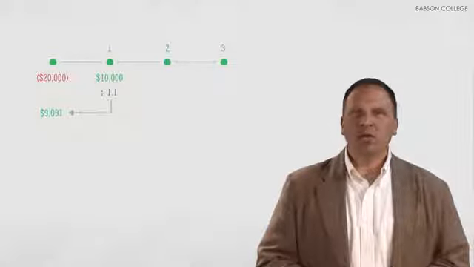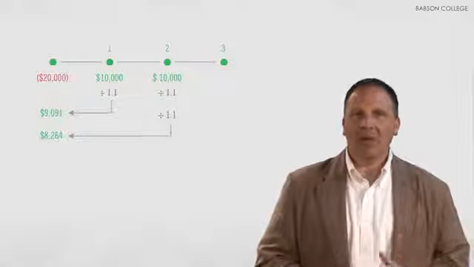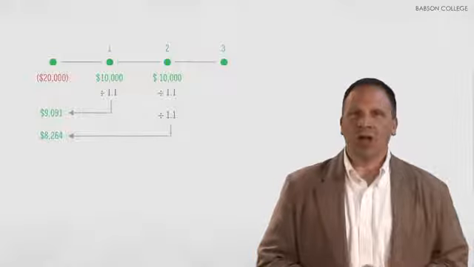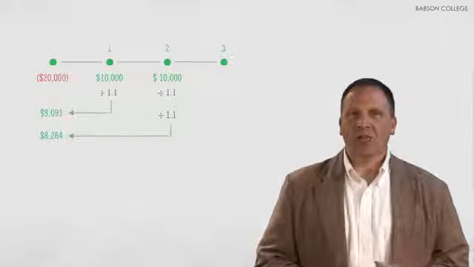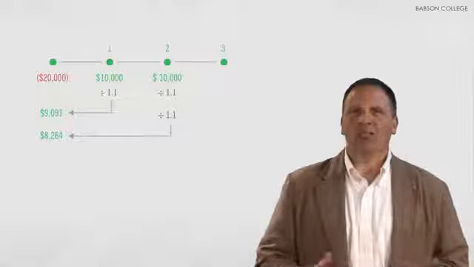The year 2 cash flow is another $10,000 inflow. So we divide 10,000 by 1.1, then again by 1.1 since it occurs 2 years out. The result is $8,264, which would be considered the present value of the second 10,000. On to the third year.